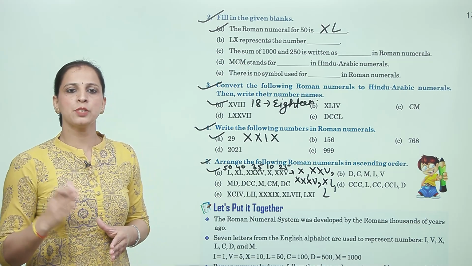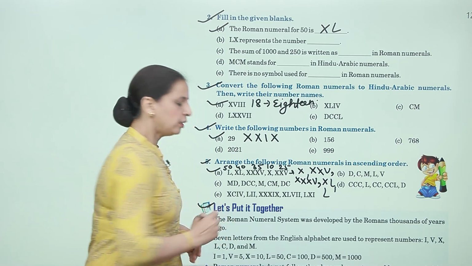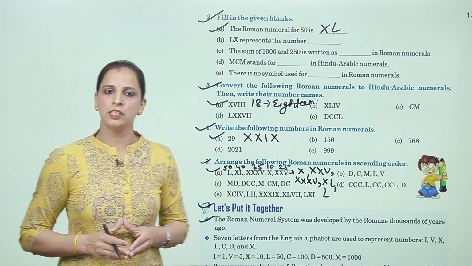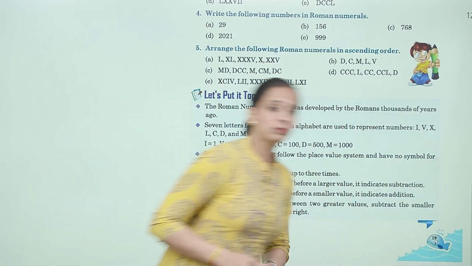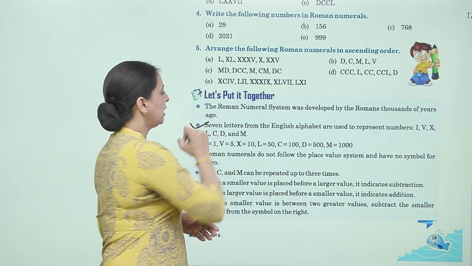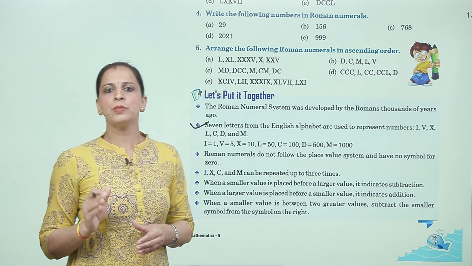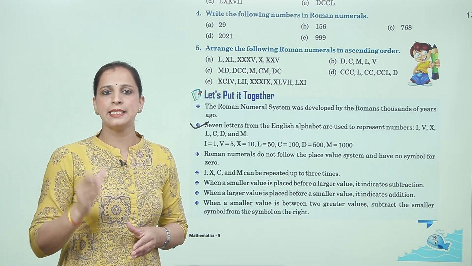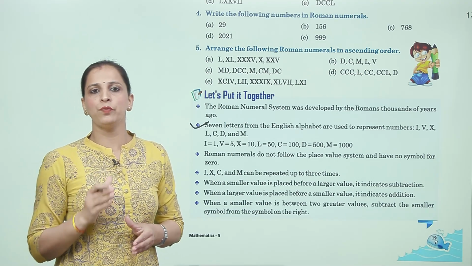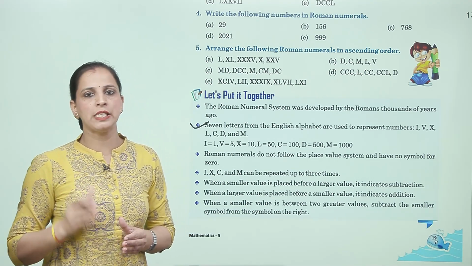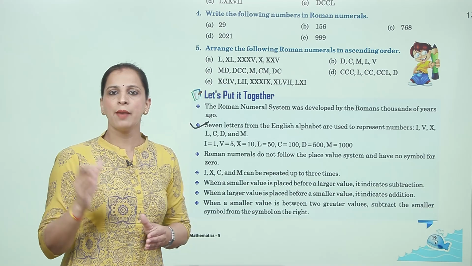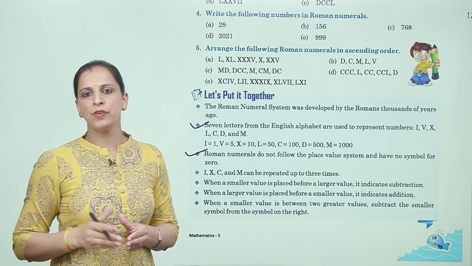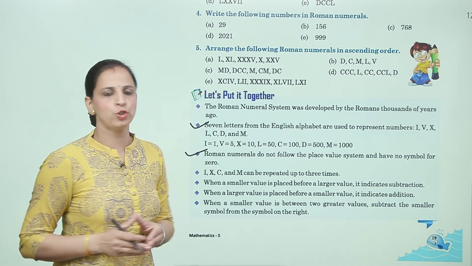Now next, let's put it together. First, the Roman numeral system was developed by the Romans thousands of years ago. Next, 7 letters from the English alphabet are used to represent numbers: I, V, X, L, C, D and M. I is 1, V is 5, X is 10, L is 50, C is 100, D is 500, M is 1000. Roman numerals do not follow the place value system and have no symbol for 0.